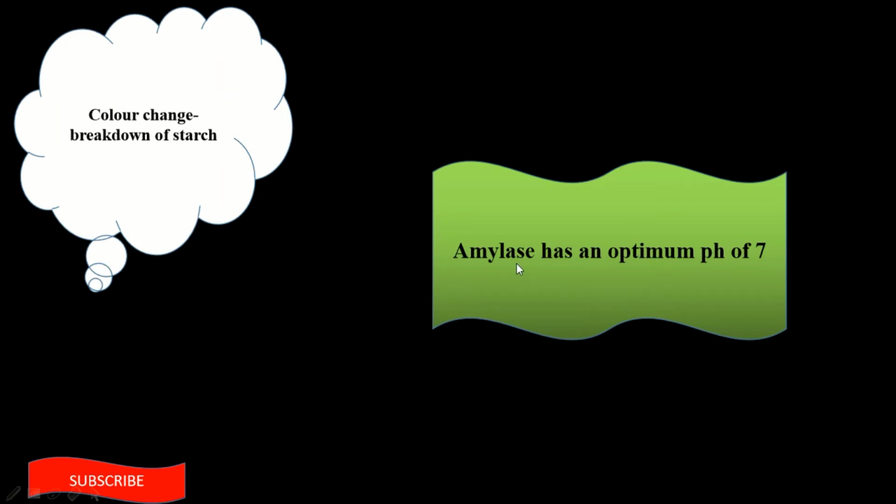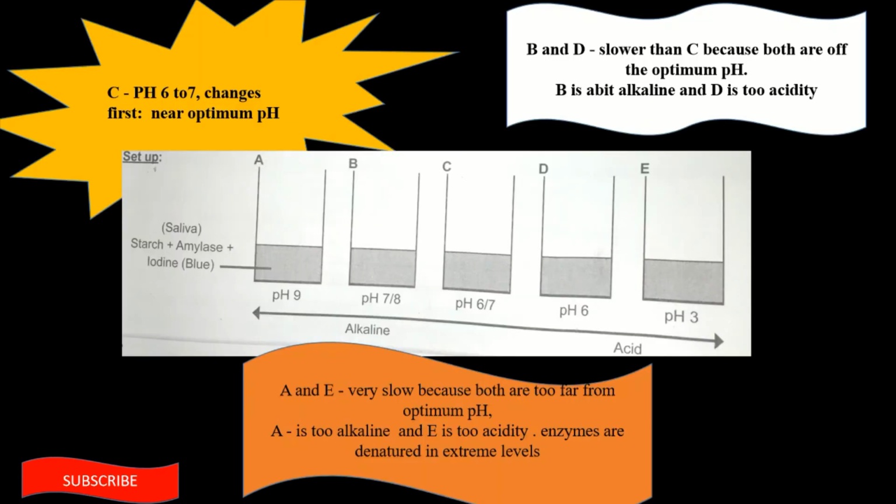And also another thing we should remember is that amylase has an optimum pH. This should be P and capital H. So amylase has an optimum pH of 7, or rather, amylase works best in a slightly alkaline environment. Okay, so let's interpret our results.